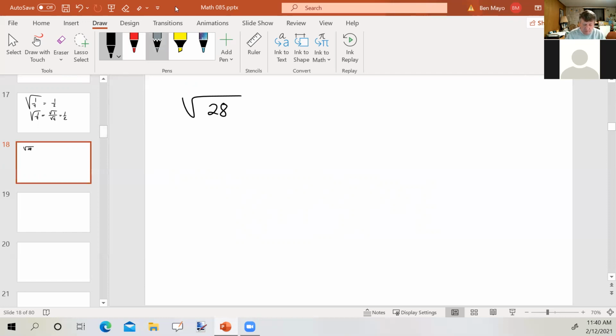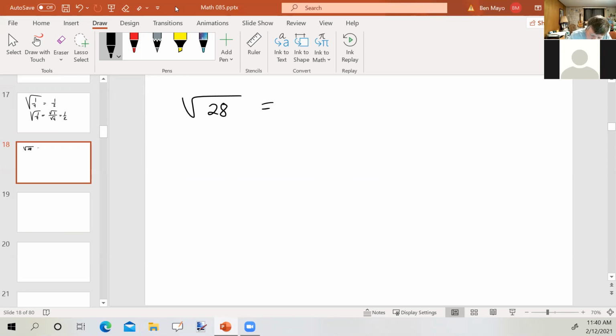Okay, now the square root of 28. We want to simplify this radical. 28 is not a perfect square. So I can't just take the square root of 28 and get some decimal number. It would be irrational and it would keep repeating, and we don't want that.